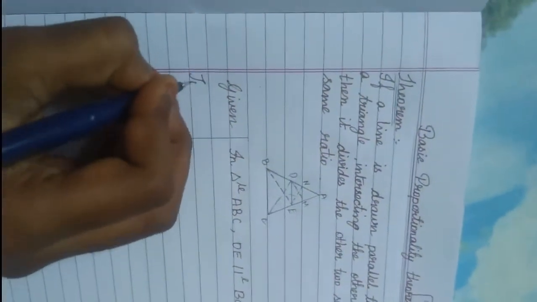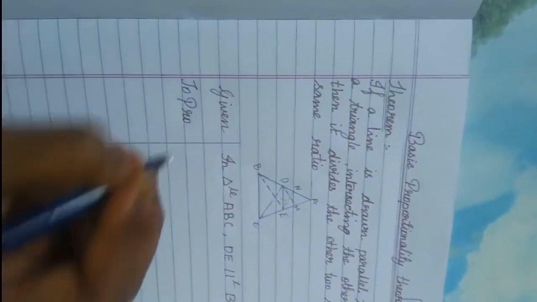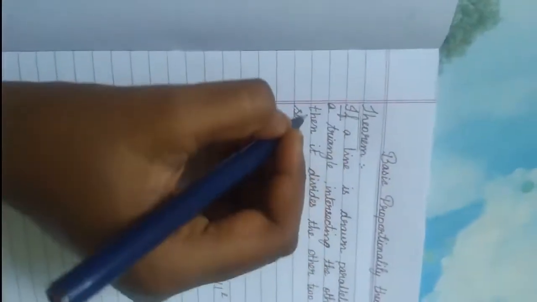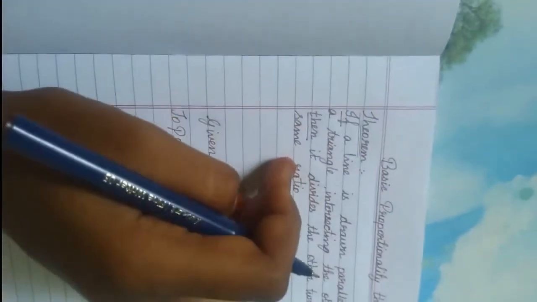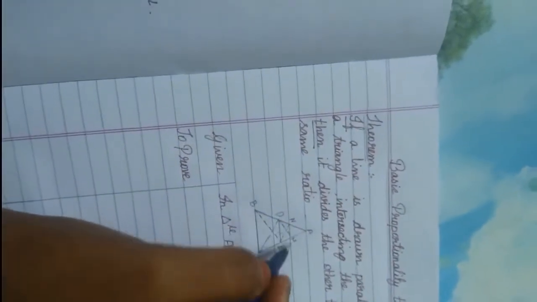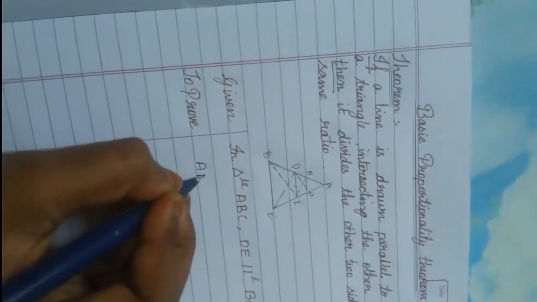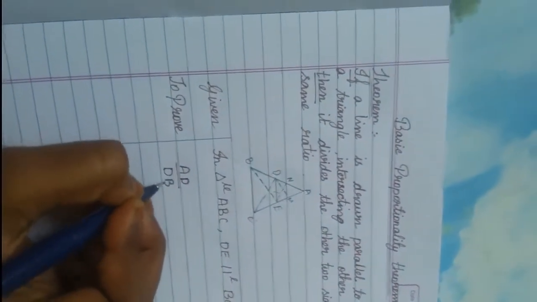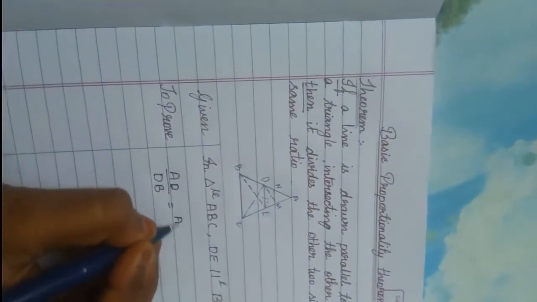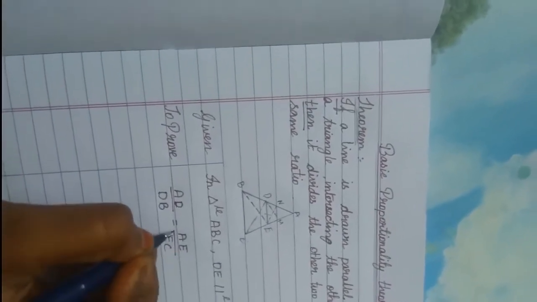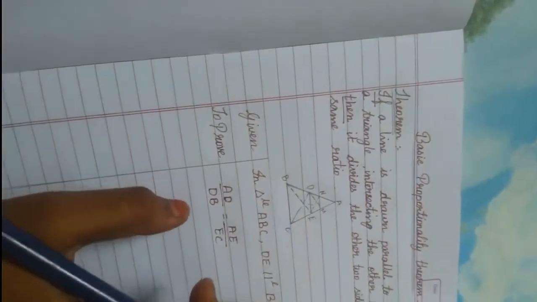To prove: what should we prove in this? We should prove the then part. If part and then part, we should prove the then part. These two are in the same ratio, that should be proven in this. So AD divided by DB is equal to AE divided by EC. This is what we are going to prove now.